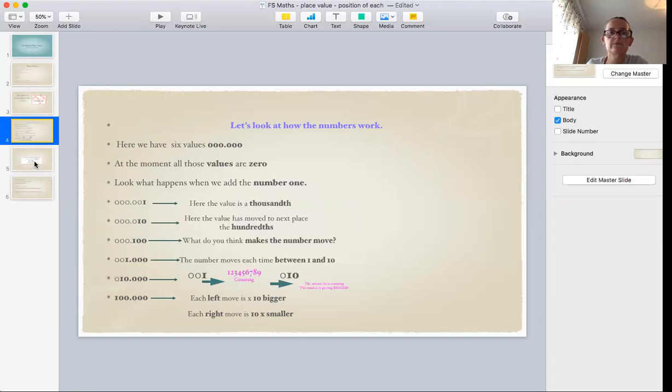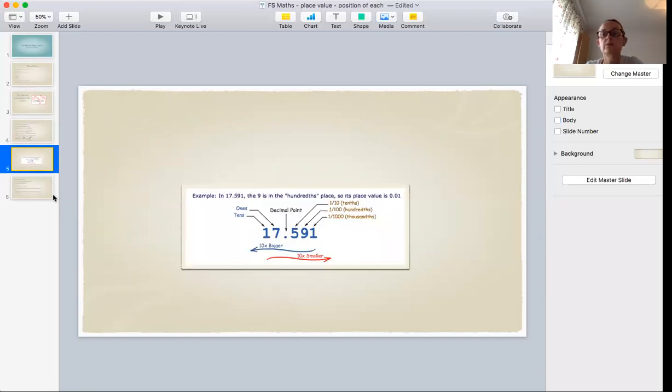Excellent, well done. So it's just to give you a visual example here. To the left is going 10 times bigger, and to the right is 10 times smaller. So this is getting 10 times smaller, and this is getting 10 times bigger. Good, that's what I want you to think about today.